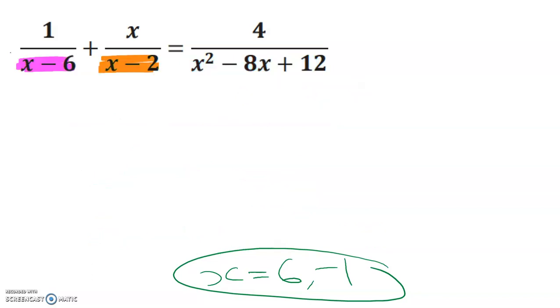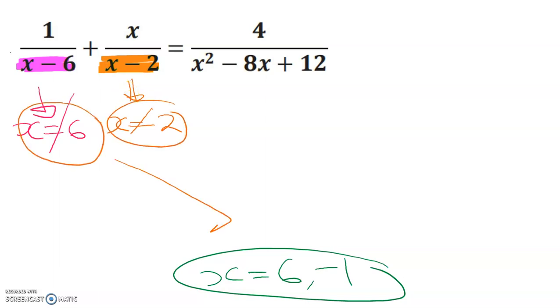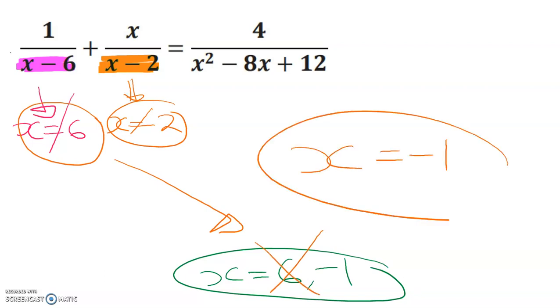So remember, our denominators cannot be 0 because we can't divide by 0. So x here would equal 6, which means it can't equal 6 because we don't want 0. And x here would be 2 to give us 0, so we also don't want 2. So since we can't have 6 and 2, and that's one of our solutions, this one becomes invalid, so our only answer is negative 1, and the 6 is considered extraneous.